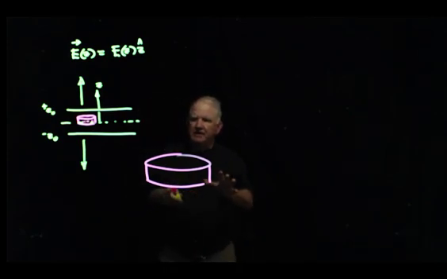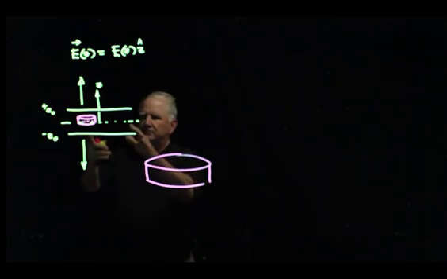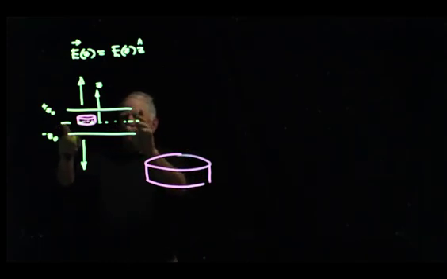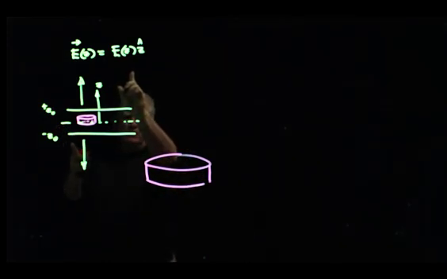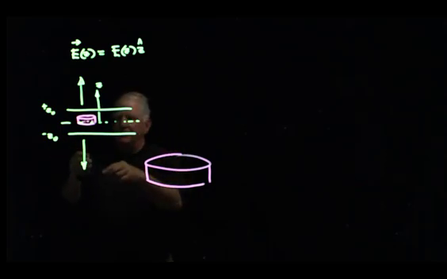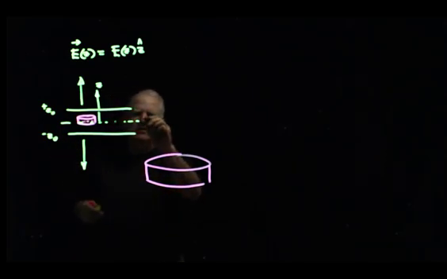So if that's the case, what's going on at the midplane? The electric field is this way above it, and this way below it. It's pretty clear that at the midplane, the electric field has a value of 0.